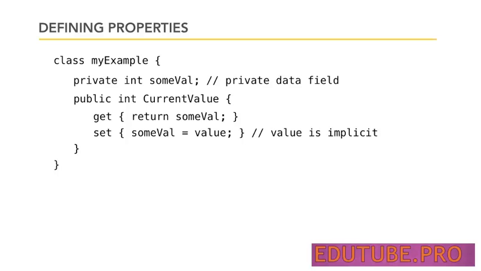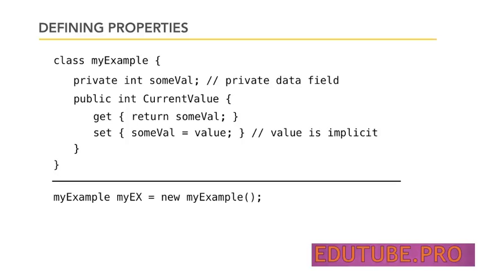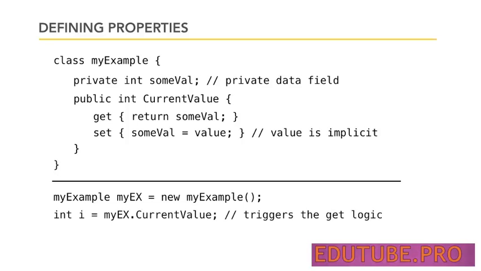Let's see how this actually works when you consume this. So to do this, I would define my x variable, which is an instance of the myExample class, and I'm creating a new myExample object there. If I wanted to get the value, I would just do this. I have an integer I, and I say myEx.currentValue. That will trigger the get logic. And in this case, the get logic is pretty simple. It's just returning the value of that internal private variable.